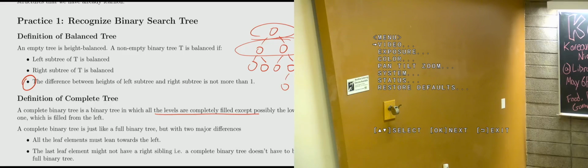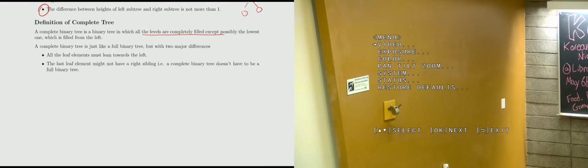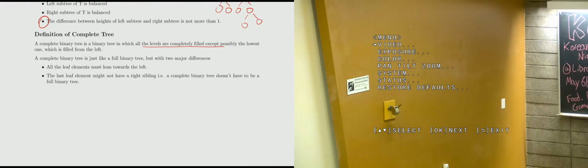Correct. So you need to apply this rule recursively. Make sure every single subtree, every single node, the left subtree and right subtree is balanced, so that the whole tree is balanced. Why? The reason we have that definition is because of this extreme case.